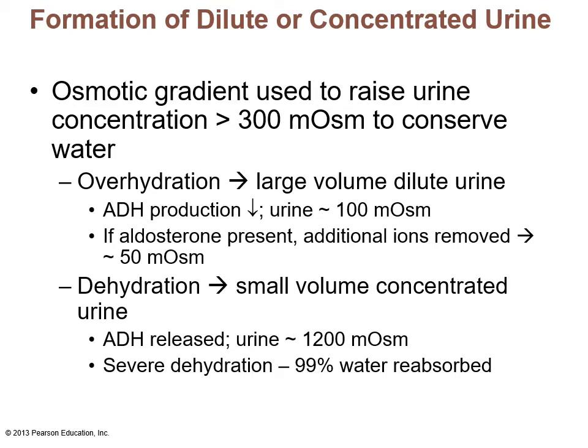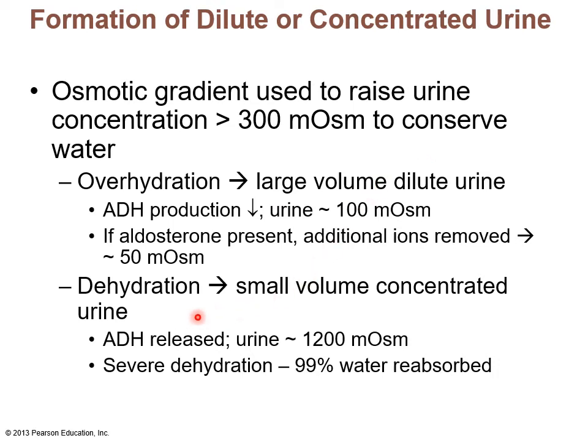So what determines whether you're going to form a dilute or a concentrated urine? Well, the osmotic gradient is used to raise the urine concentration. Now, plasma generally has a solute load of 300 milliosmoles. That is what you have in plasma coming in to the kidneys. That's what's filtered, okay? Now, if you're overhydrated, you have a lot of water relative to the amount of solutes, right? So you have a very large volume of fluid, and that's going to form a very dilute urine. Your ADH production is down, and so your urine can be as low as 100 milliosmoles, and if aldosterone is present and you're holding back more sodium, that can make it even more dilute, as low as 50 milliosmoles. So you're talking about urine that's very, very water-like, and that's caused by overhydration.